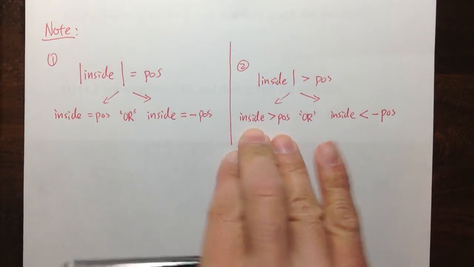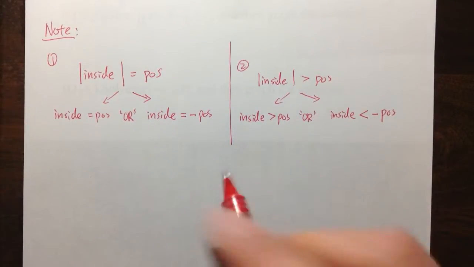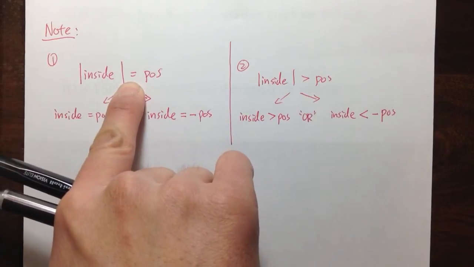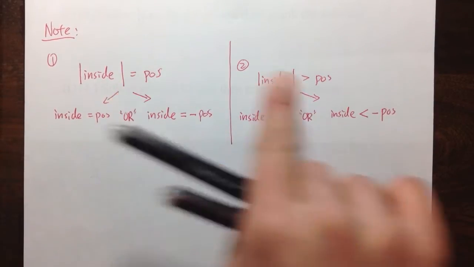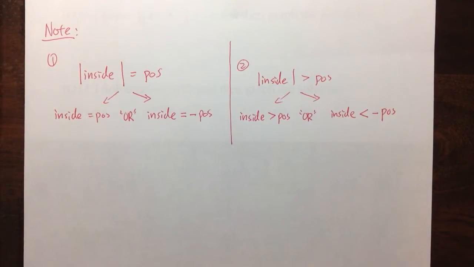That's the first situation. And then for the second situation, you are going to do both. So this is the equal sign, and this is the greater than sign. So you have two different situations so far.